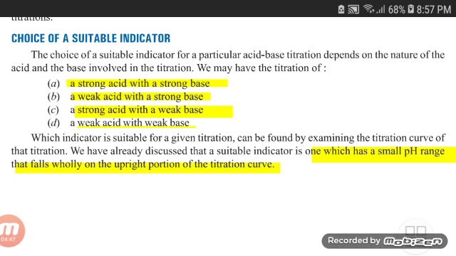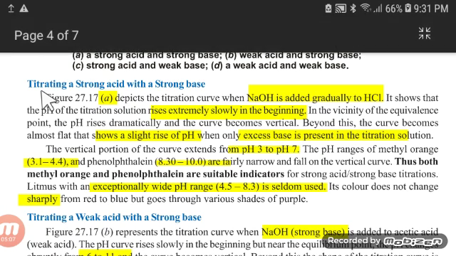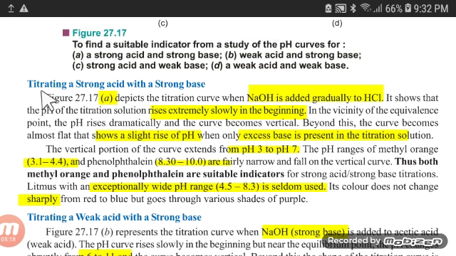On the basis of the nature of acid and base, acid base titrations have four categories: a strong acid with a strong base, a weak acid with a strong base, a strong acid with a weak base and a weak acid with a weak base. Let's discuss these types. The first one is titrating a strong acid with a strong base. In it, the strong acid is sodium hydroxide and the strong base is HCl solution. Let's have a look at the titration curve.